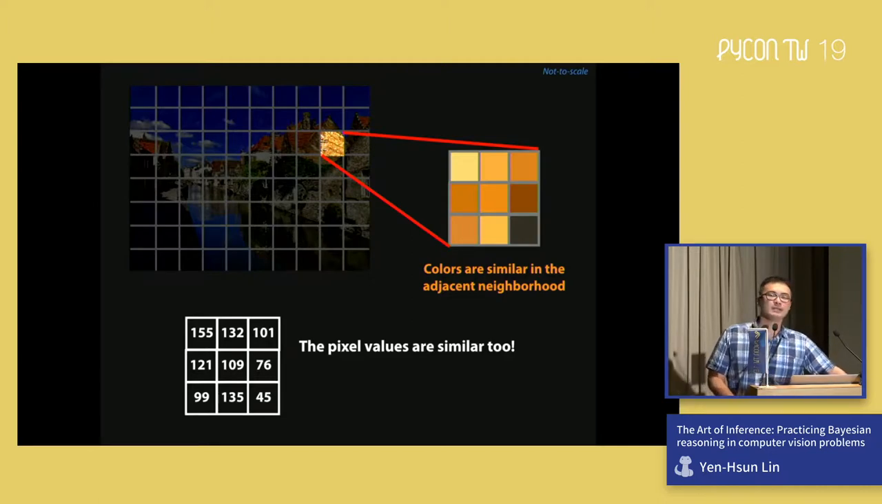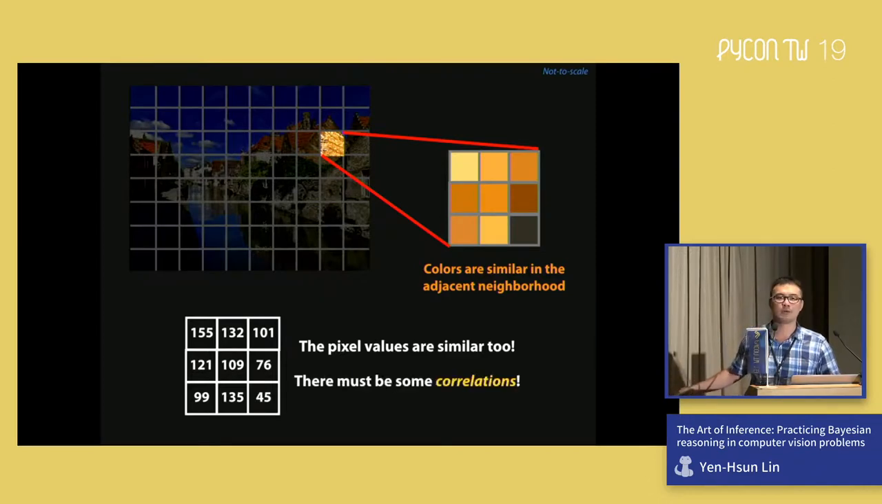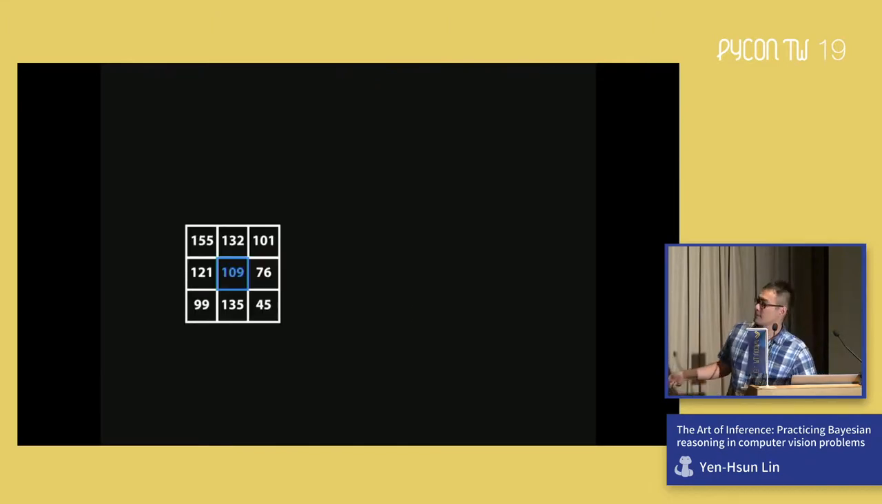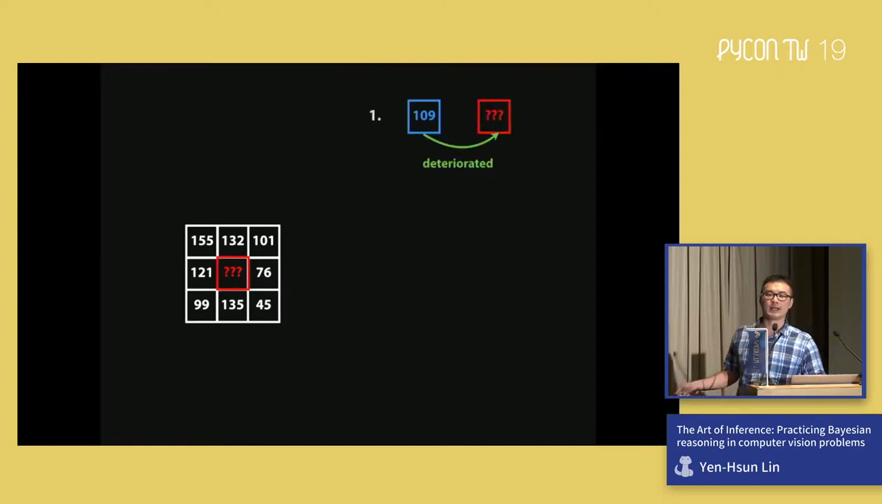So now we want to ask: if these numbers are similar to each other in the neighborhood, is there any correlation between these numbers? If the correlation does exist, can we build some mathematical model to describe such correlations? In that case, we can deduce the pixel information if some of it is lost. This is what I want to tell you in this slide. Again, in these 9 pixels, we have a center value, this blue one, called 109. This is our original information of the pixel value. But for some reason, it is deteriorated or corrupted, so now the information is lost and cannot be seen.